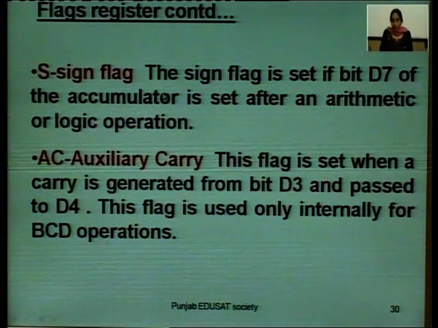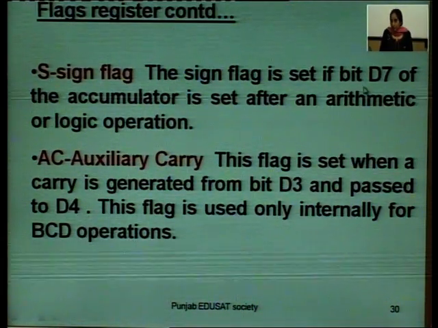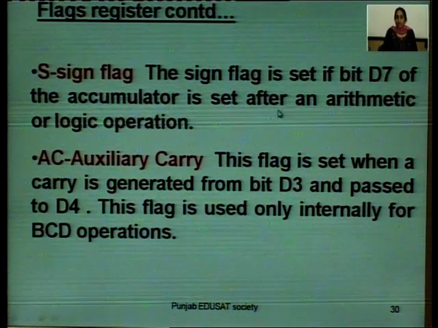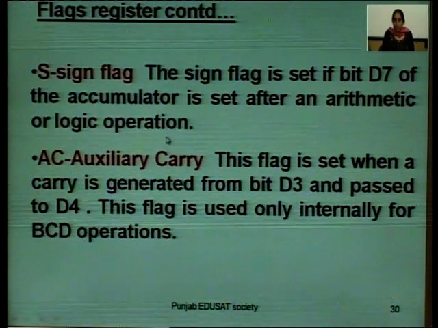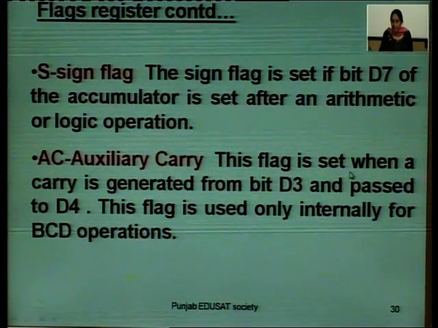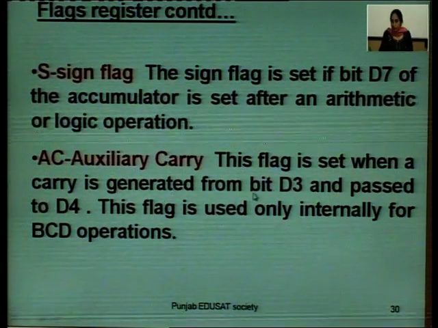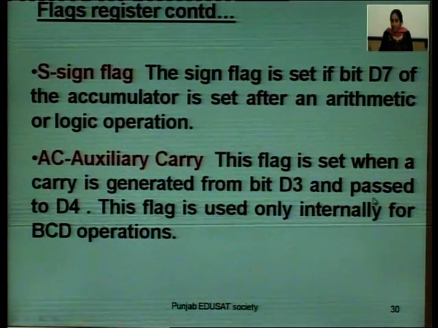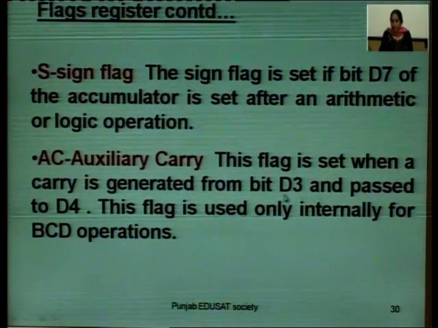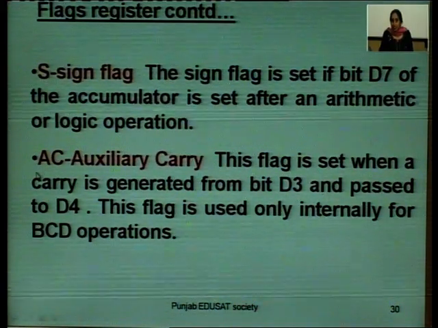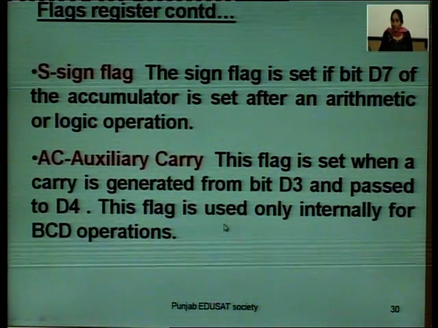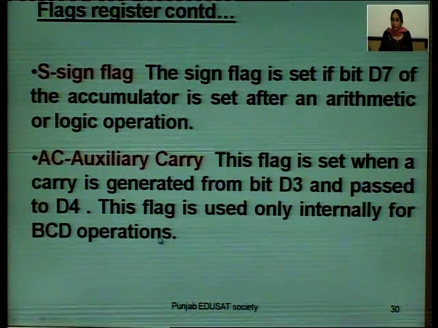Sign flag. The sign flag is set if bit D7 of the accumulator is set after an arithmetic or logic operation. Auxiliary carry. This flag is set when a carry is generated from bit D3 and passed to D4, that is from the lower nibble side. When carry is generated, then this bit auxiliary carry is set. This flag is used only internally for BCD operations.